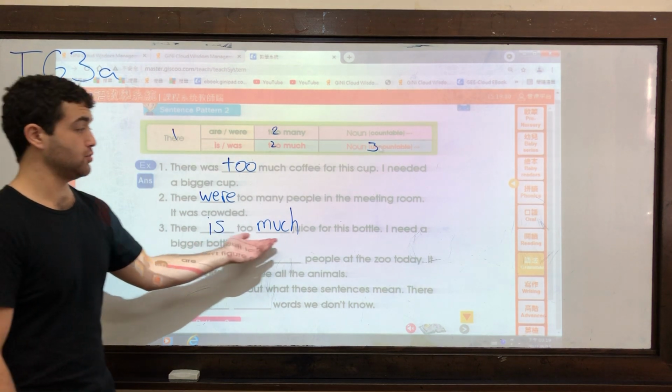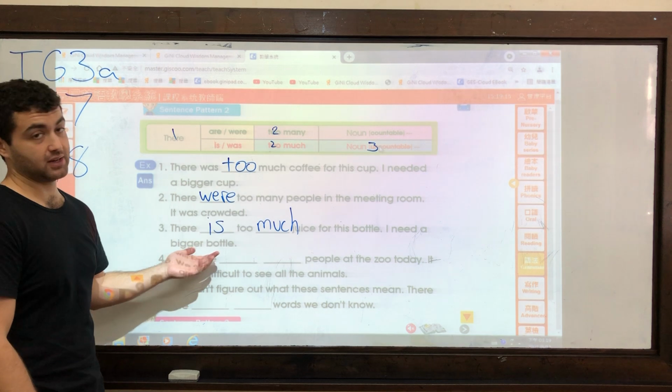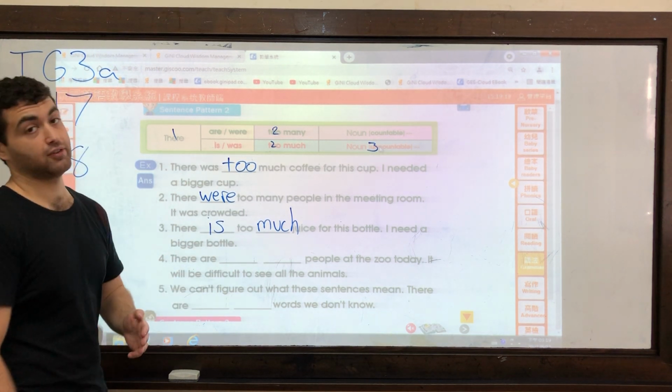There is too much juice for this bottle. I need a bigger bottle. Okay, number 4.